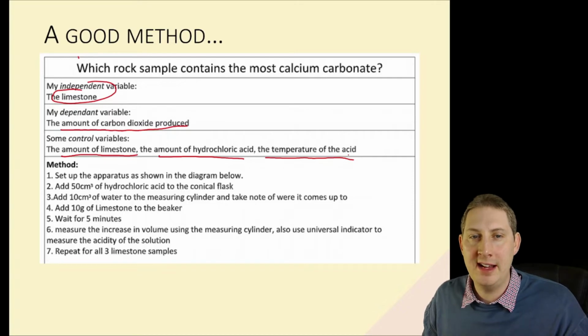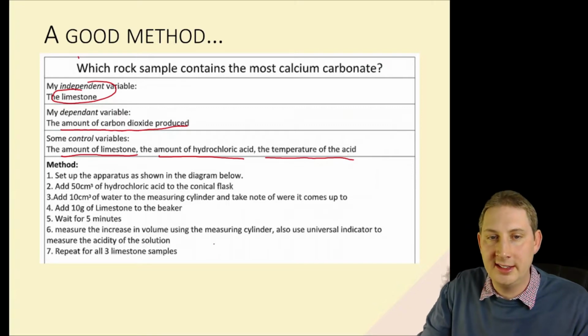Set up the apparatus as shown in the diagram below. Add 50 centimetres cubed of hydrochloric acid to the conical flask. Add 10 centimetres cubed of water to the measuring cylinder and take note of where it comes up to. Add 10 grams of limestone to the beaker, wait for 5 minutes. Measure the increase in volume using the measuring cylinder. Also use universal indicator to measure the acidity of the solution.